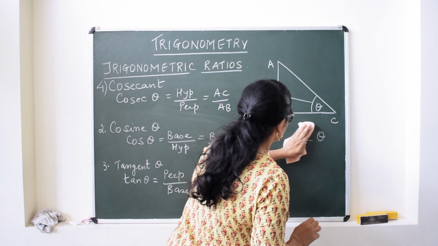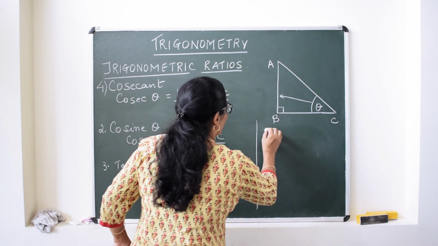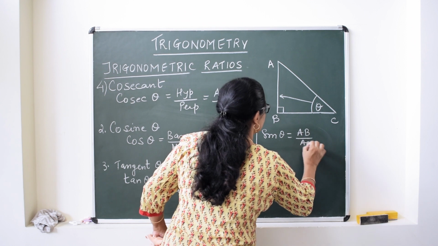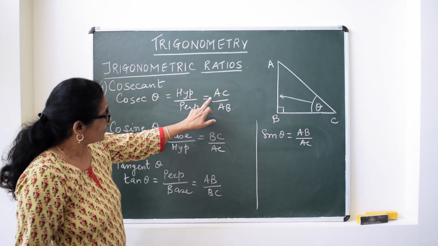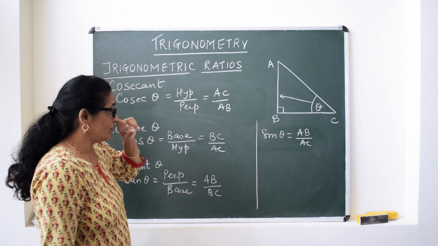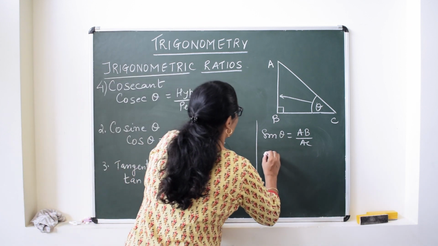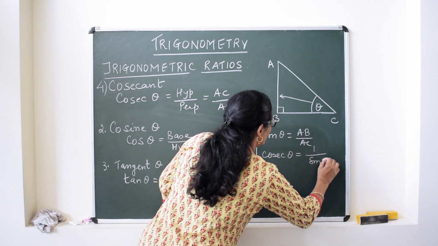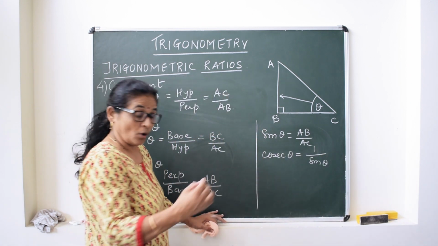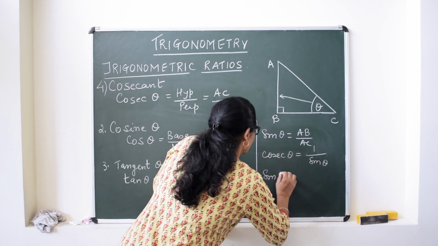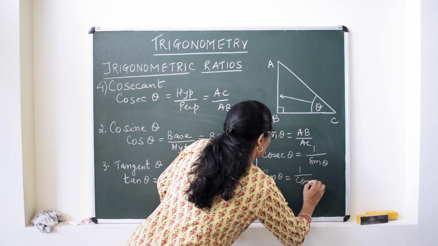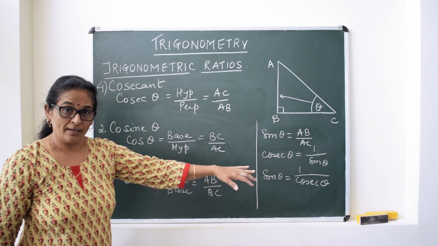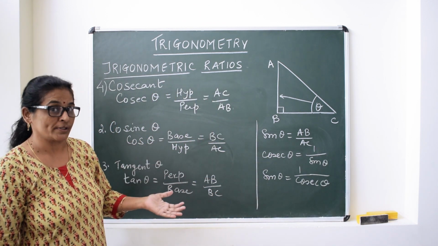We had seen already sine theta is equal to AB upon AC. Now if you notice, it is AC upon AB. So in other words, we can say that cosec theta is 1 upon sine theta, or sine theta is 1 upon cosec theta. Means cosec is reciprocal of sine and sine is reciprocal of cosec.